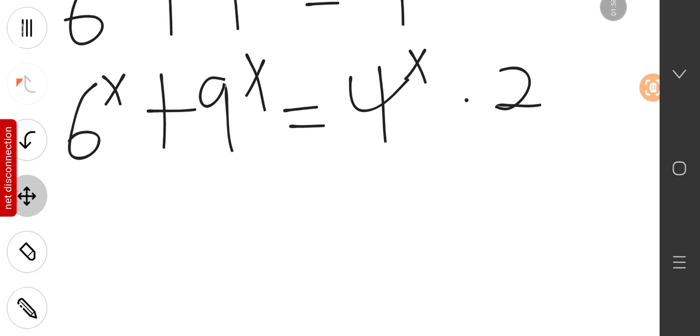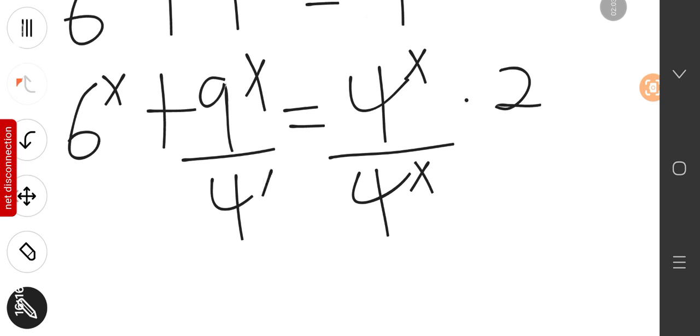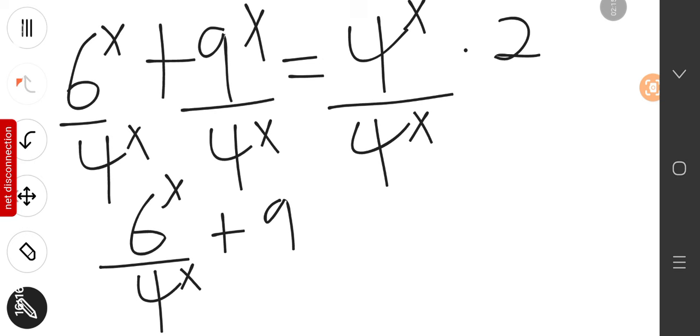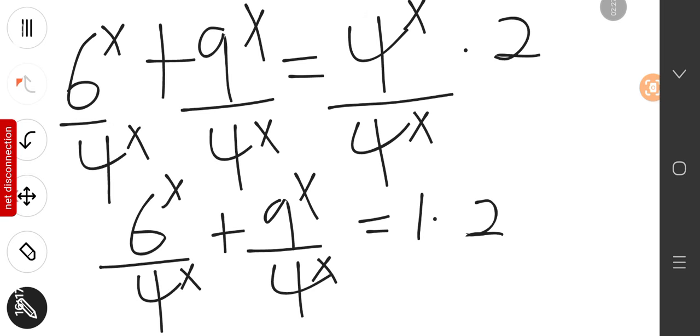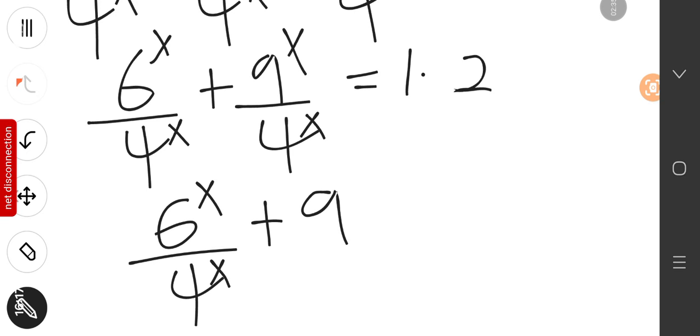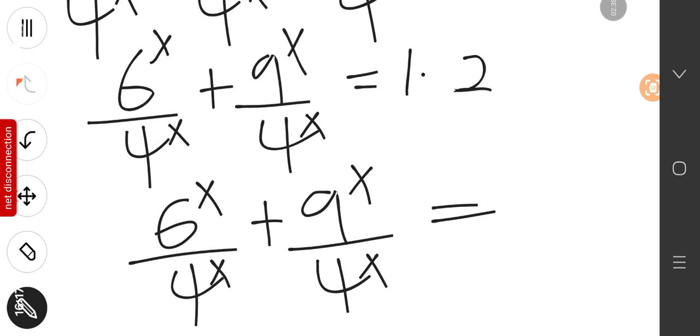Now let's divide all the terms of the equation by 4^x. So here by 4^x, here by 4^x. Now we are going to have 6^x over 4^x plus 9^x over 4^x equal, now anything over itself is 1. So 4^x over 4^x is 1, so we have 1 times 2. So we are going to have 6^x over 4^x plus 9^x over 4^x equals 2.